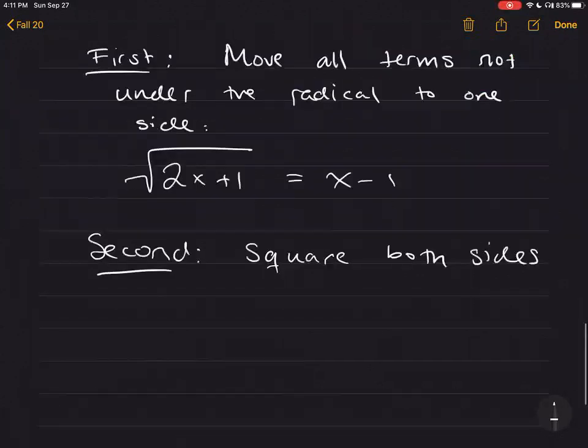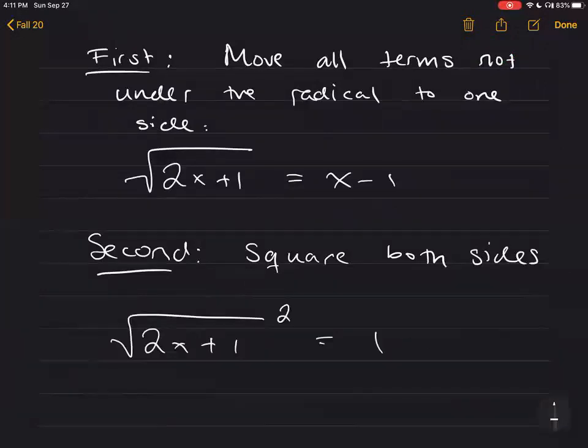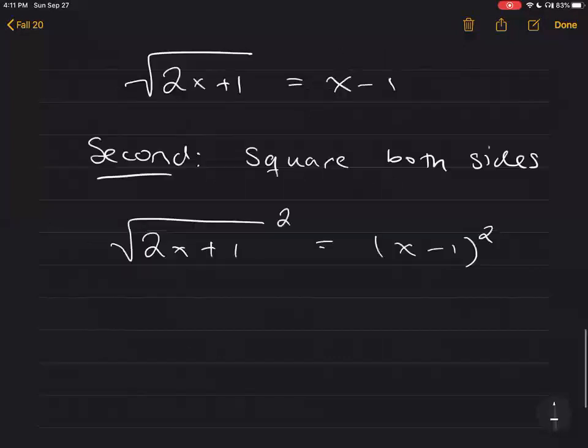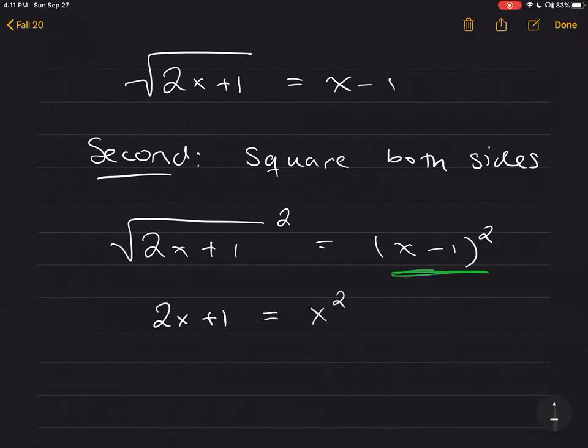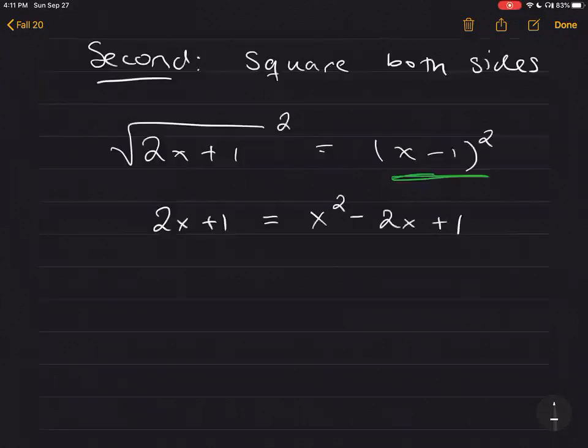So then we get 2x plus 1 in radical squared equals x minus 1 squared. So then we get 2x plus 1 equals, and then we can sort of FOIL this thing out right here, and what you'll find is you get x squared minus 2x plus 1. And then I'm going to solve this like a regular quadratic, so I'm going to move everything to one side, so get x squared minus 4x, and then these ones cancel, so just get equal to 0.